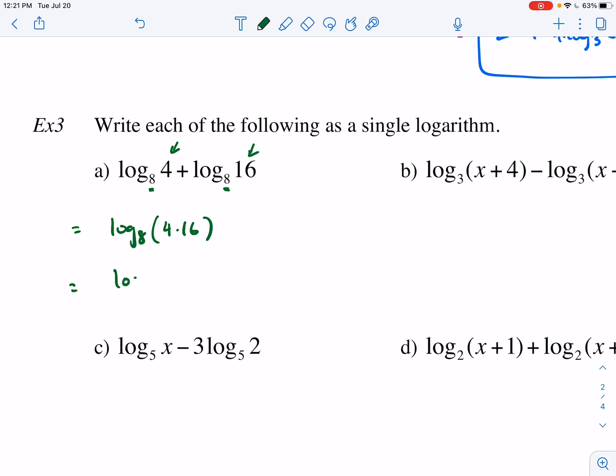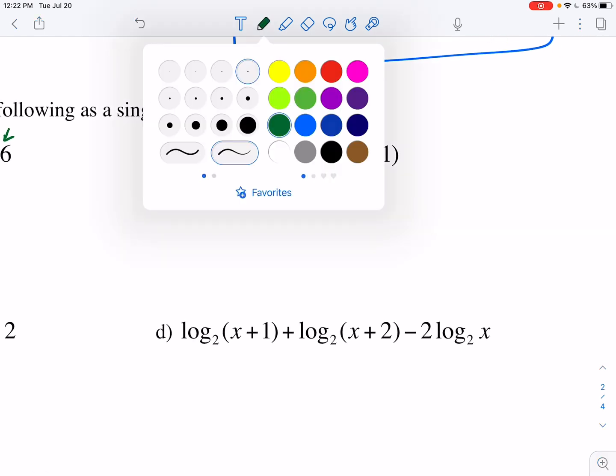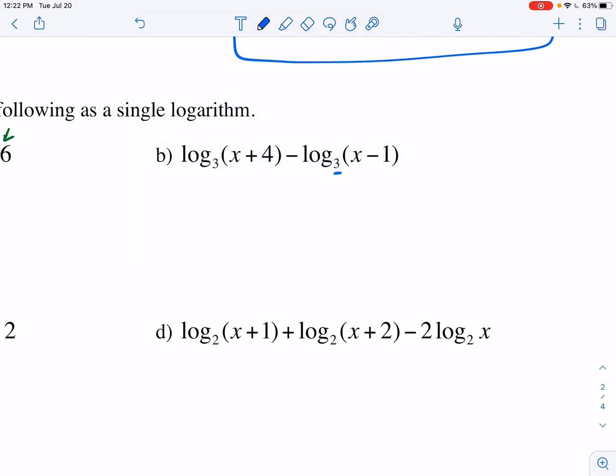So that's log base 8 of 64. Now we can simplify this too if we want to, but it doesn't ask us to simplify. It just asks us to write a single logarithm. Really, this is 2 here. Just make a note, but we're not asking to simplify it fully. Over here we have a difference. If we have a difference, we verify the bases are the same. If there's a difference between 2 log terms, that becomes log base 3 of the quotient of the 2 arguments.